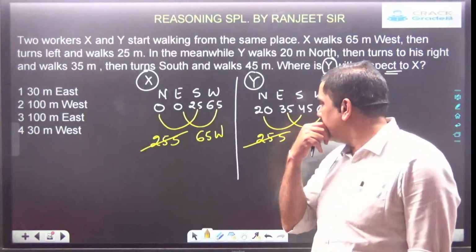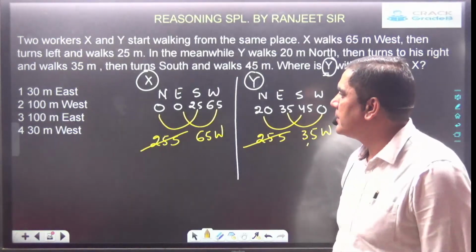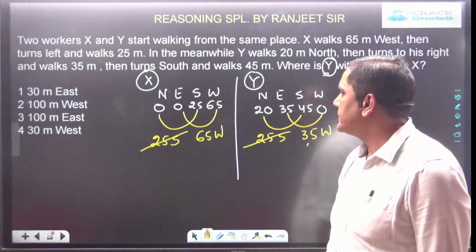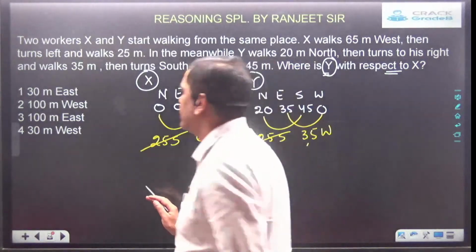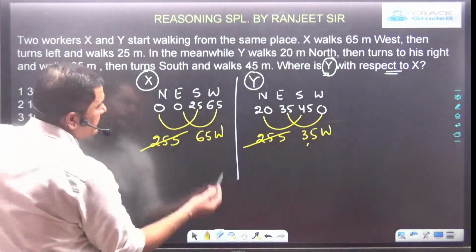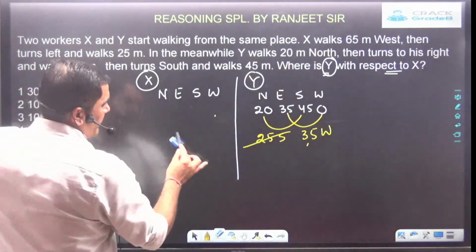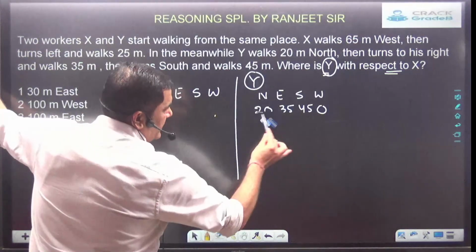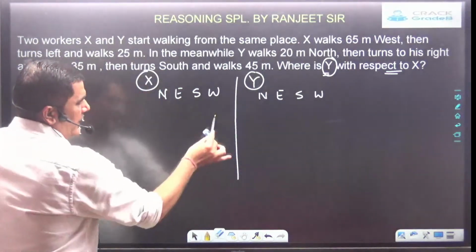100 meter east. How come 100 meter east? I think I have done some mistake. Okay. Wait. I think there is some mistake in this one. Let's do it once again.